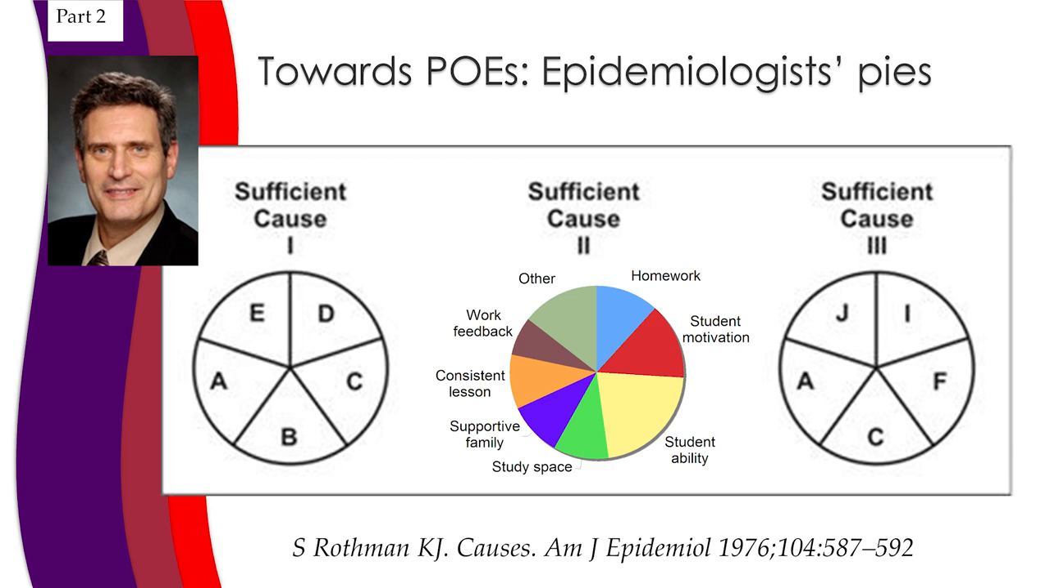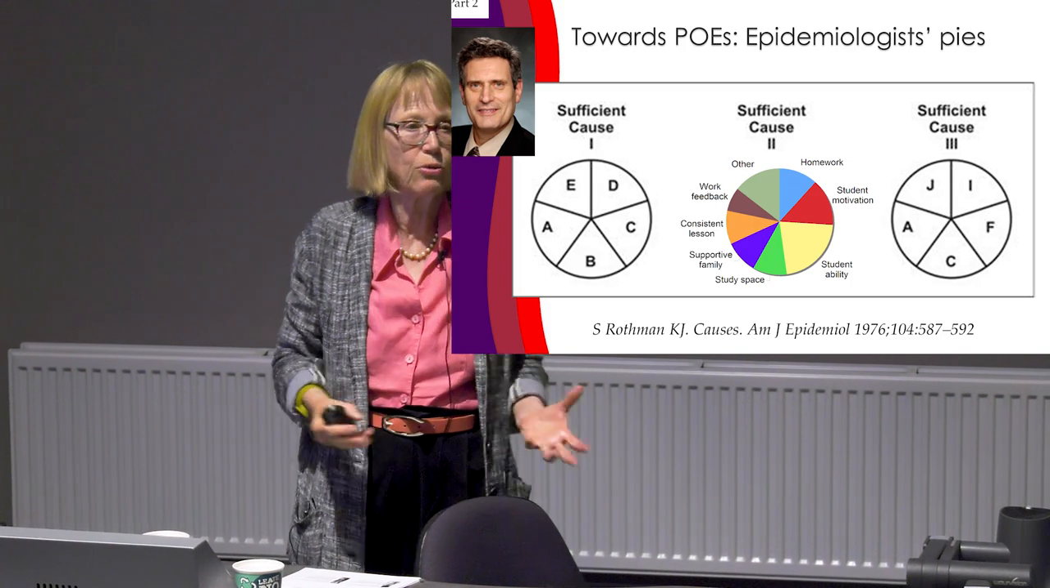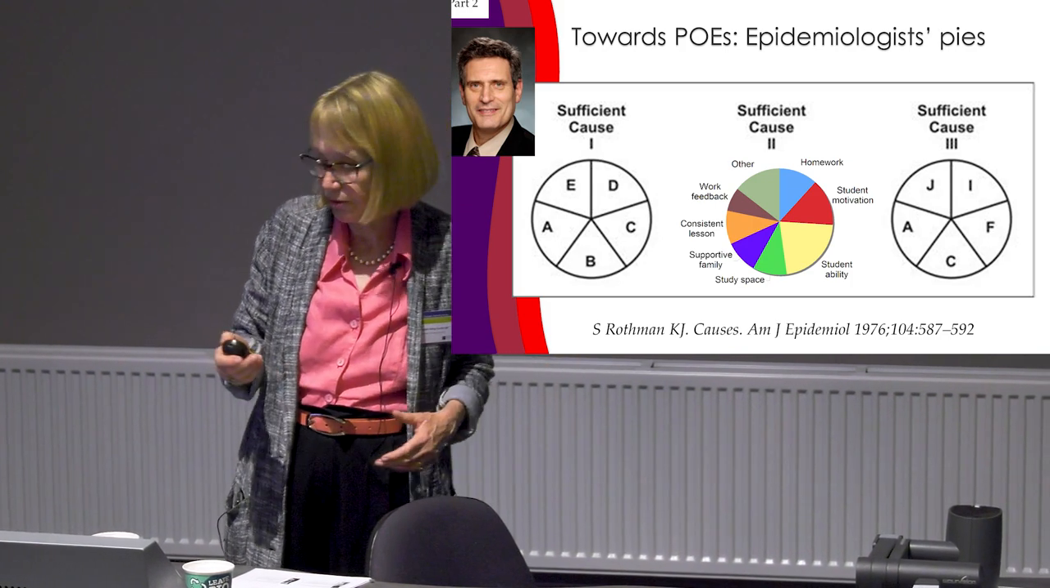I start with something I think you'd be familiar with, epidemiologists' pies that were introduced by Rothman. Where he said, and I saw this in the session this morning, the QCA session, the idea is there's more than one way to skin a cat, so there are very different pies, each one of which is sufficient to contribute to the effect, but then each pie is itself made up of a number of factors that have to be present together in order to bring about or make a contribution to the effect.